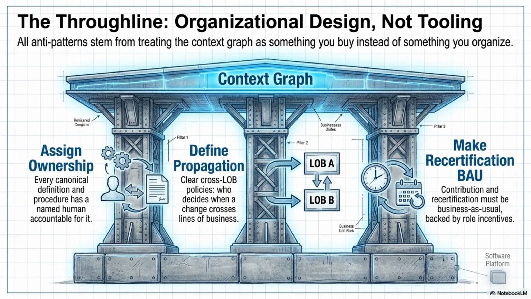This is organizational design, not tooling. Assign ownership. Every canonical definition and every procedure has a person accountable for it. Define the propagation policy for changes that cross lines of business. When Treasury changes a definition that finance depends on, who decides and how does it flow? And make contribution and recertification part of business as usual, with incentives. If keeping context current is a side project nobody has measured on, it decays.